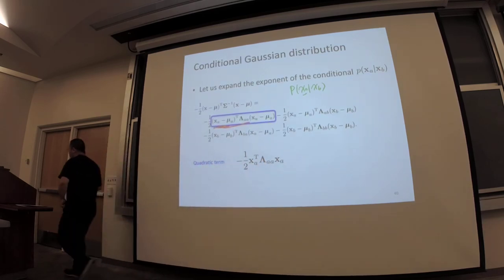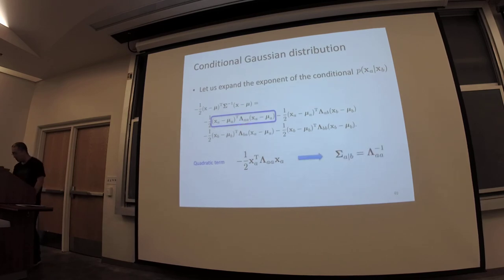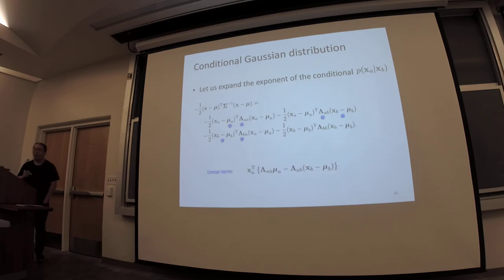Given this quadratic term, we can immediately identify the conditional covariance, which is the inverse of lambda_AA. The somewhat tedious thing is to identify the linear term. It turns out the linear term is just inside three product terms. The first one is mu_A transpose lambda_AA times x_A, right? This is the first linear term. It actually appears twice, because you multiply x_A first, then do the transpose, and then multiply with lambda_AA and mu_A here. So actually twice.